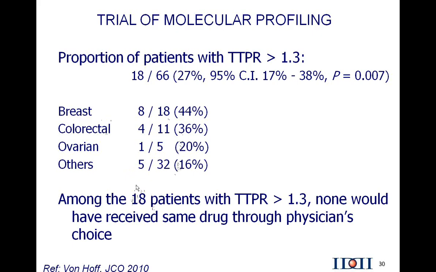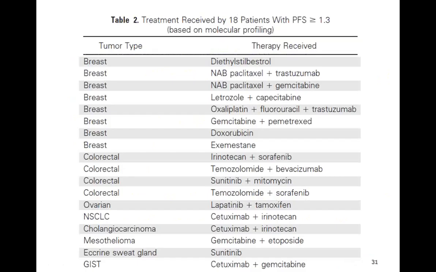And interestingly, among the 18 patients who indeed had a time to progression ratio in excess of 1.3, none in fact would have received the same drug if the physician had had a choice. The patients would have received some other drugs. Now, what were the drugs that showed a time to progression ratio in excess of 1.3? Here is a list of these drugs.